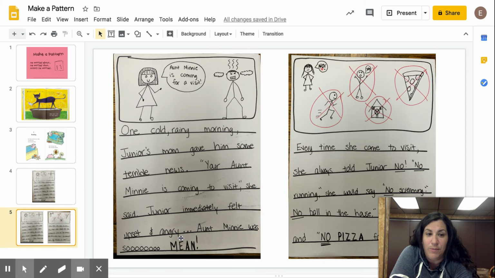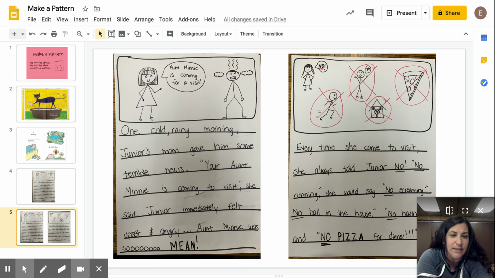So here's that first page we just read. Let's make this a little smaller so you guys can see. Will it go any smaller than that? Nope. Will it move? Oh, man. Okay, sorry.